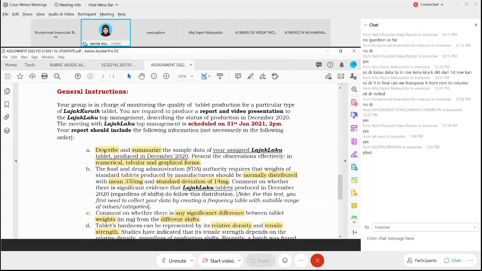So that is the descriptive summary, either numerical, graphical, or tabular form. So you need to be creative to answer this part.